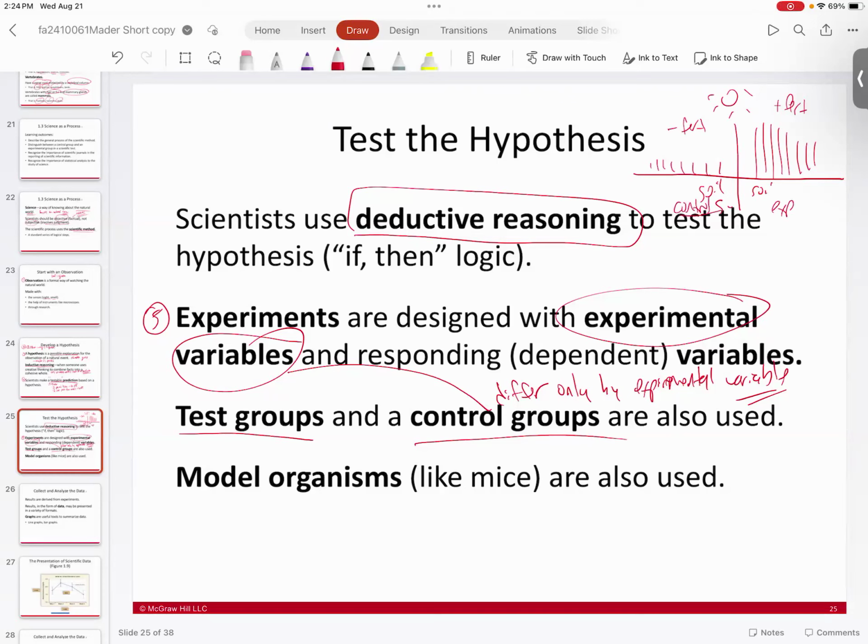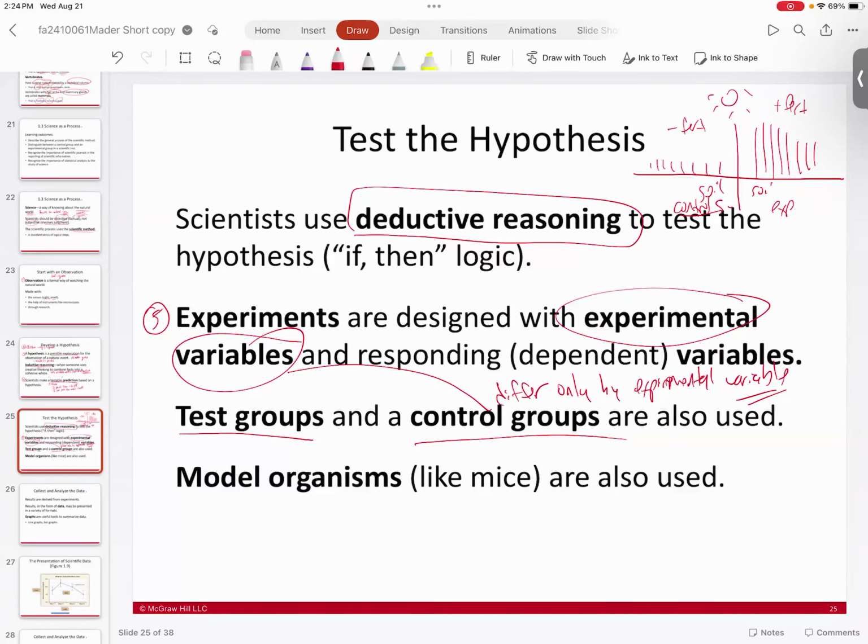Notice everything is the same between the two, with the exception of the variable I'm looking for, which in this case is the fertilizer. The reason why I do that is because if I didn't, and I showed you the results, I said, okay, look, these crops really grew tall, you come back at me and say, how do you know that wasn't the potassium in the soil? Maybe you had more potassium on one side than on the other.